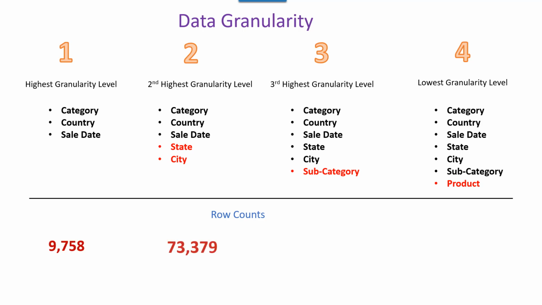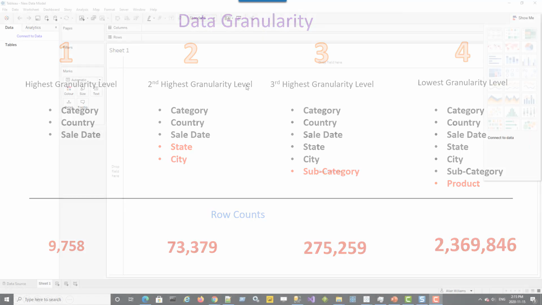So the highest level of granularity here, we have 9,700. Second highest level, 73,000 and change. And the third highest level, over 275,000 rows. And the lowest level of granularity, 2.3 million. So this will be a really good test for the new Tableau data model.